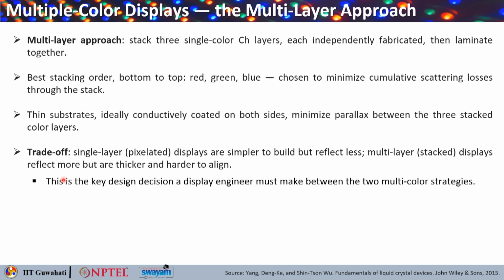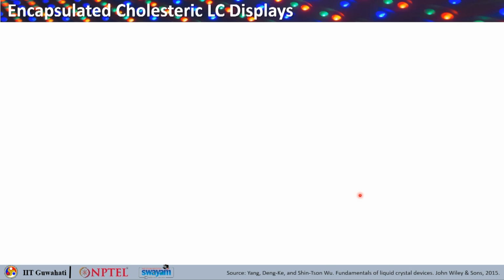However, there is a trade-off. The single layer, pixelated displays are simpler to build, but you will see the reflection is less. However, the multi-layer or stacked displays reflect more, but because of the multiple layers they are thicker and harder to align. And this is the key design decision a display engineer must make between the 2 multicolor strategies.